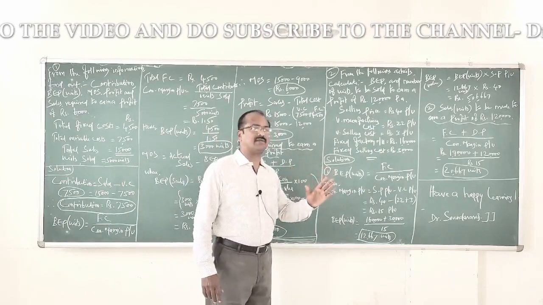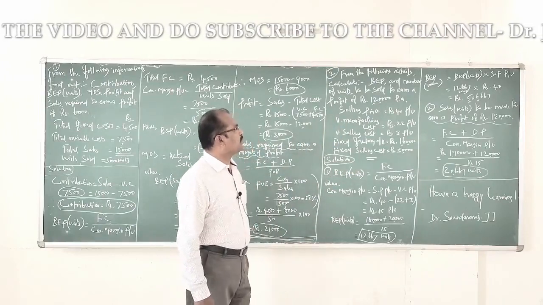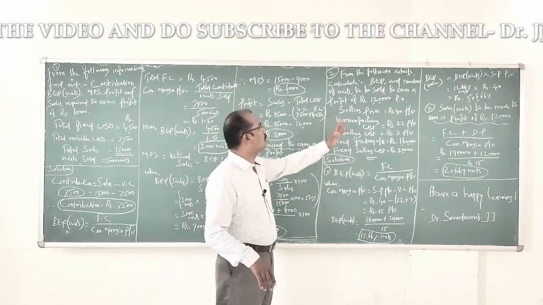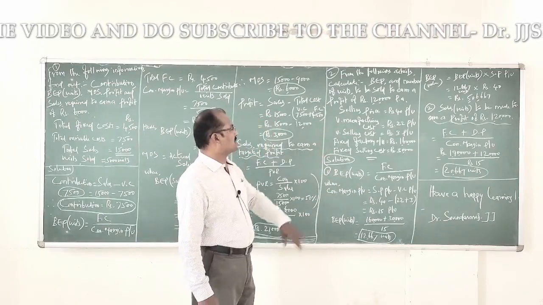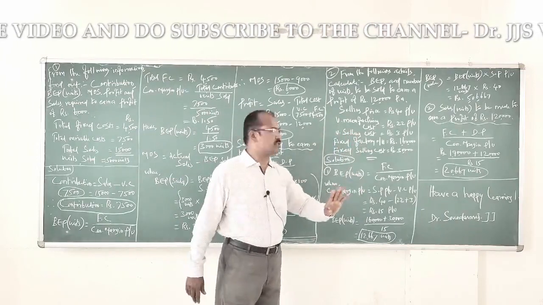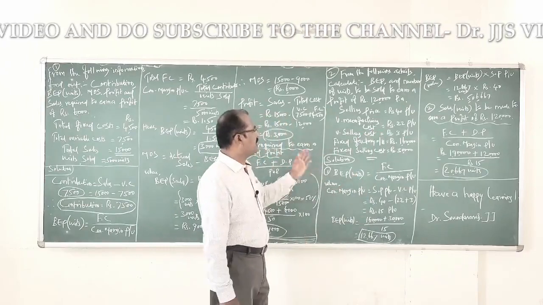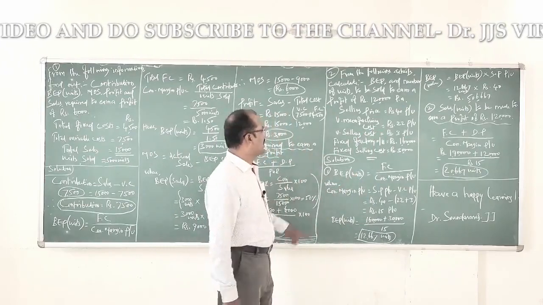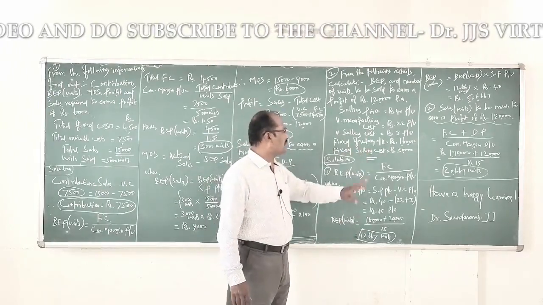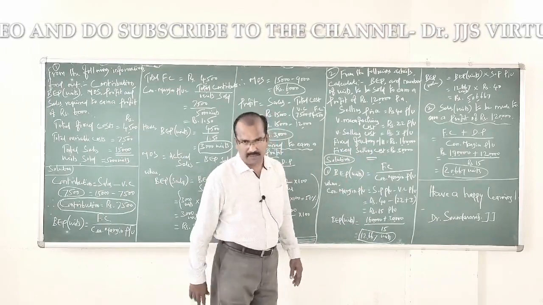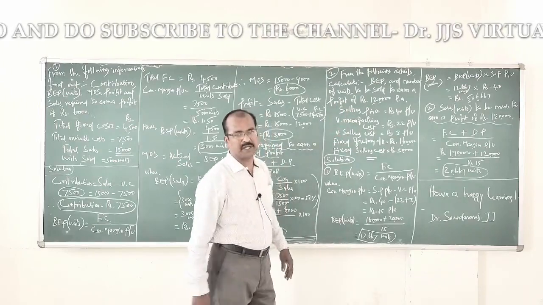Let's get into the details of the second sum that I have written on the board. From the following details, calculate break-even point and number of units to be sold to earn a profit of 1,20,000 rupees per annum. What are the details presented here? Selling price is 40 rupees per unit, variable manufacturing cost rupees 22 per unit, variable selling cost rupees 3 per unit, fixed factory overhead rupees 1,60,000, fixed selling cost is rupees 30,000.